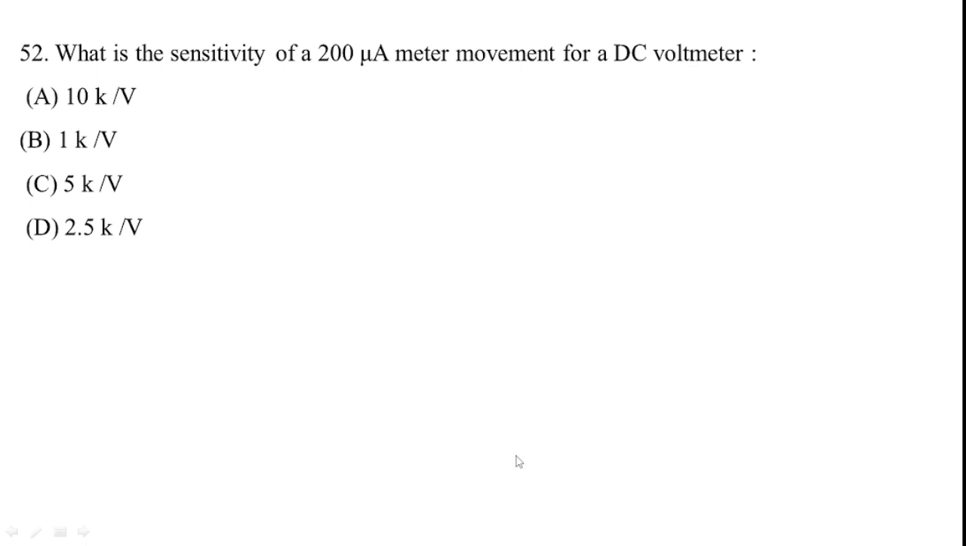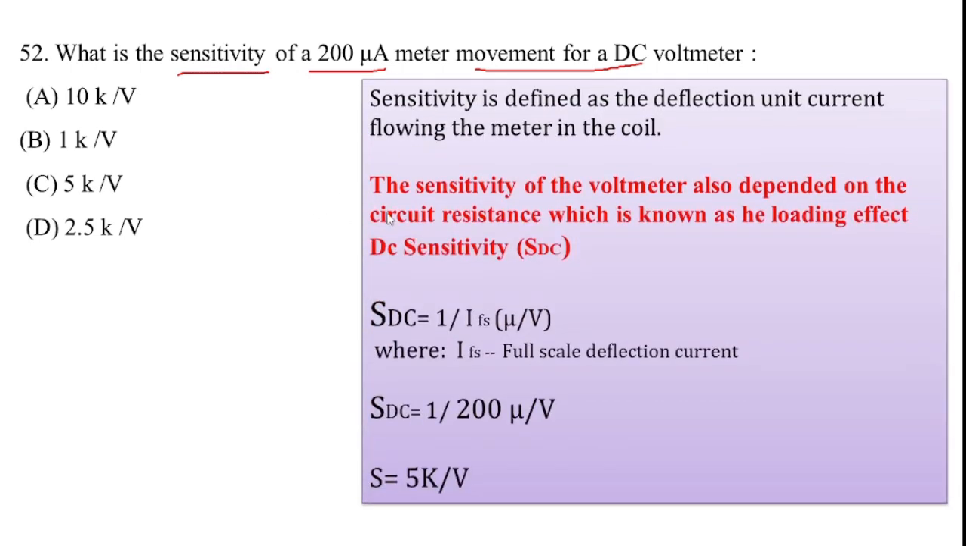What is the sensitivity of a 200 microampere meter movement for a DC voltmeter? Here it asks, given the value of 200 microampere and movement of a DC voltmeter, the sensitivity. What is the sensitivity? How do we calculate the sensitivity of the DC voltmeter?